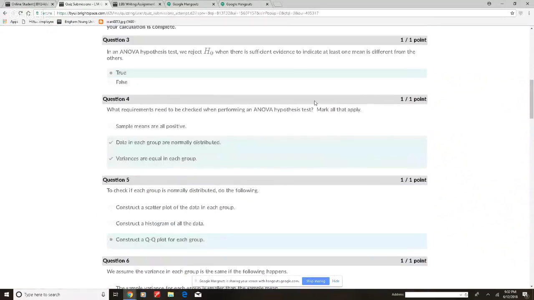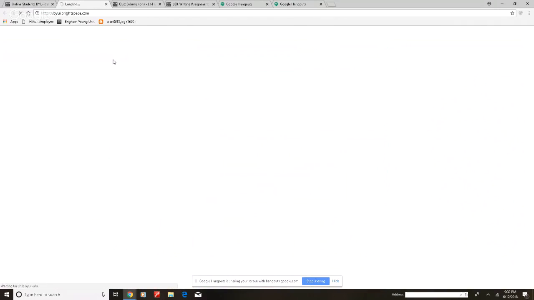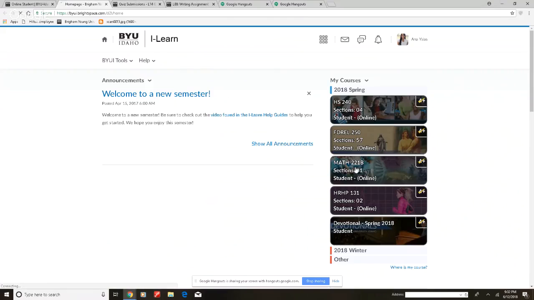question 3. In an ANOVA hypothesis test, we reject the null hypothesis when there is sufficient evidence to indicate at least one mean is different from the others. And that is in the book. Yeah, I found that in the book. So let me just open it really quick. Sounds good.